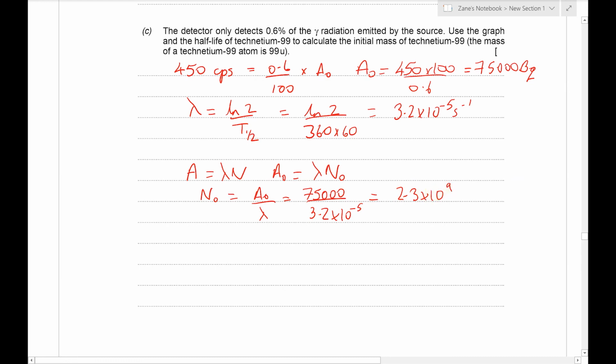Now each one of those nuclei has got a mass of 99 u, so the initial mass, m naught, is going to be the number of nuclei, 2.3 times 10 to the 9, multiplied by 99 u, where a u is 1.66 times 10 to the minus 27 kilograms. Giving us a final answer of 3.84 times 10 to the minus 16. And we mustn't forget the unit of kilograms, and in fact it was a unit mark for this particular paper.